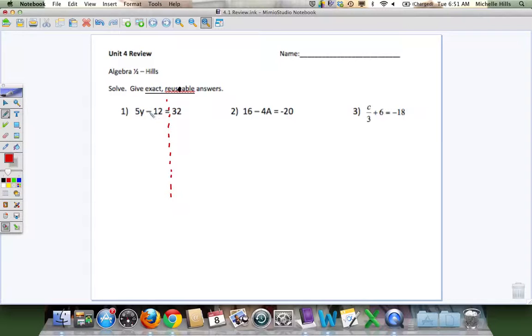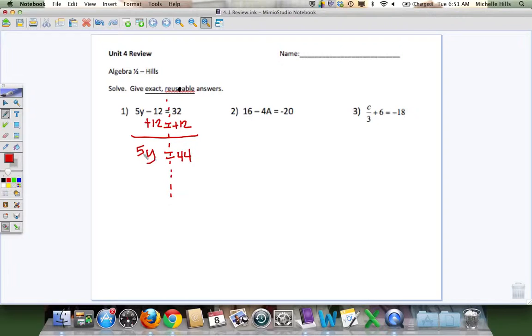The way I'm going to eliminate a minus 12 on the left is to add 12. And then what I do to the left side of the equation, I'm also going to do to the right side to keep the equation in balance. And I end up with 5y equals 44.